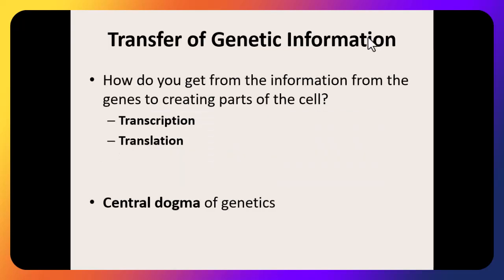Now, how do we get the information that's on the DNA to actually do what it possibly can do? How do we take the information in a gene and cause it to happen? So we're specifically going to be talking about the genes and the proteins that those genes can code for. Enzymes are proteins.